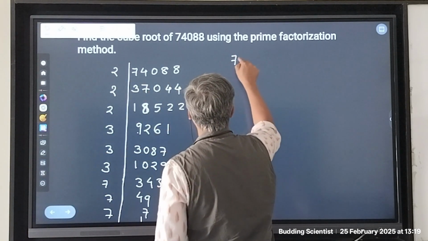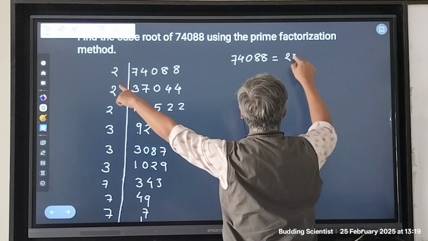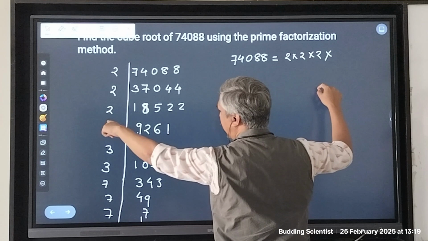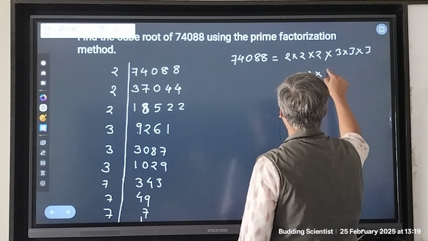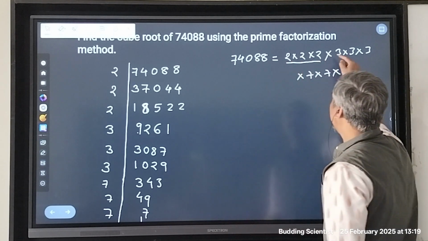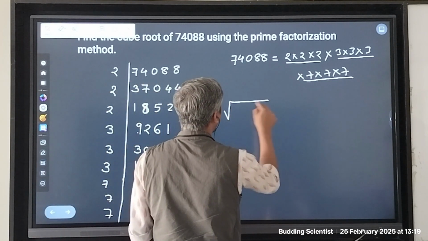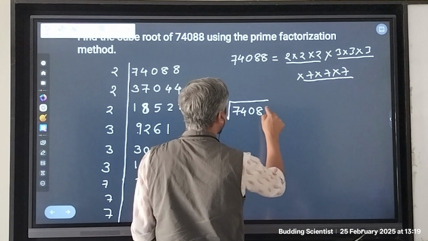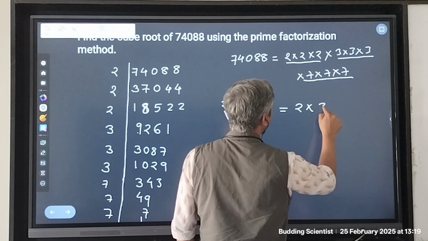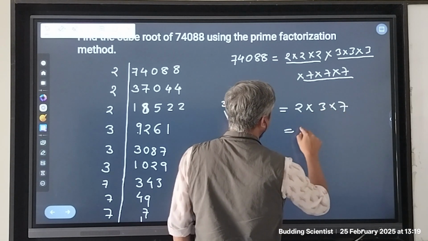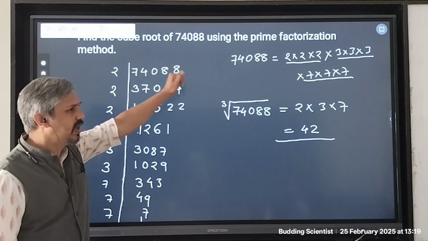So the number 74088 is equal to 2 into 2 into 2 multiplied by 3 into 3 into 3 multiplied by 7 into 7 into 7. Now we just make 3 triplets of the factors. So cube root of 74088 is equal to, take one from each triplet, 2 into 3 into 7 is equal to 42, and that's the answer. Find the cube root of 74088. It is 42.